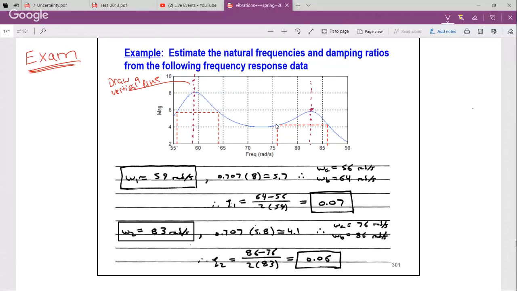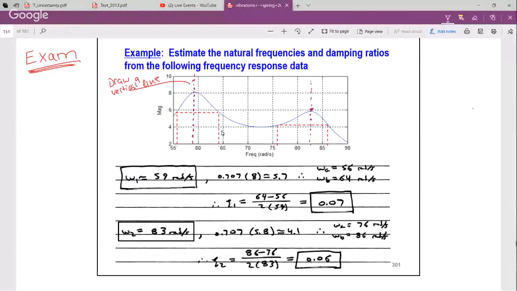All right, so zeta 1 is going to be the bandwidth for this peak, 64 minus 56 divided by 2 times the peak frequency, the center frequency. All right, everybody see that?